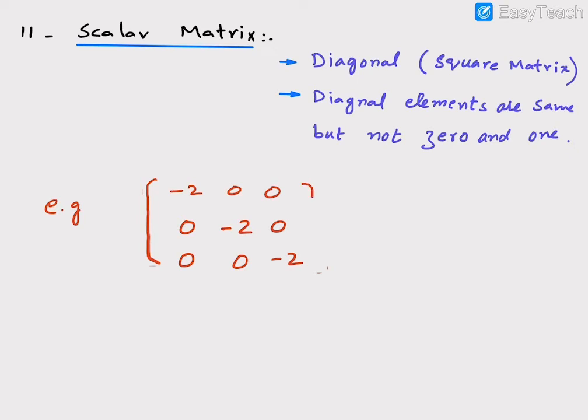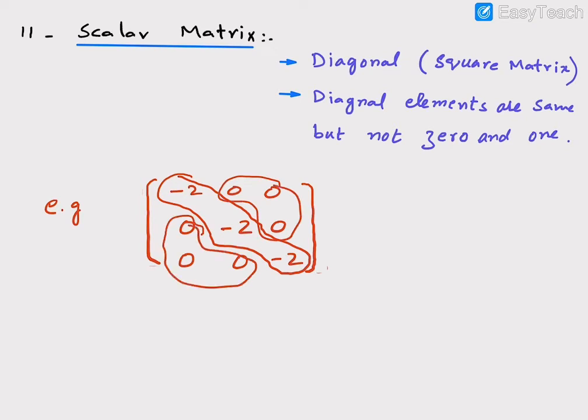You can see the elements of the main diagonal are same. So it must be a diagonal matrix. So it's a diagonal matrix. All non-diagonal elements are 0. You can see here. And the main diagonal elements are same. All are same, -2 -2 -2, but not 0. If you write all 0, then it will be a null matrix, and if you write 1 here, then it will be an identity matrix.